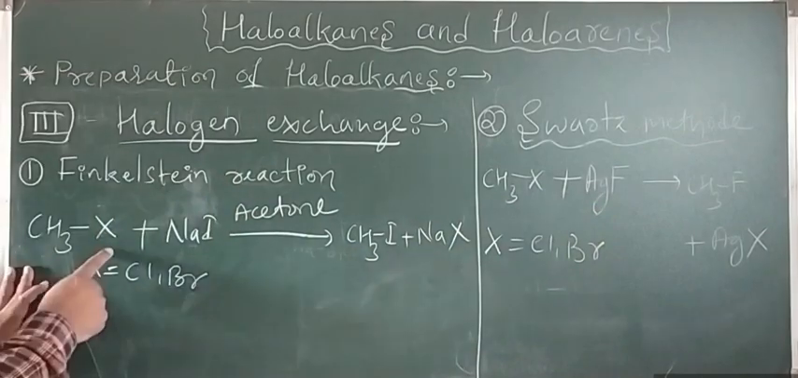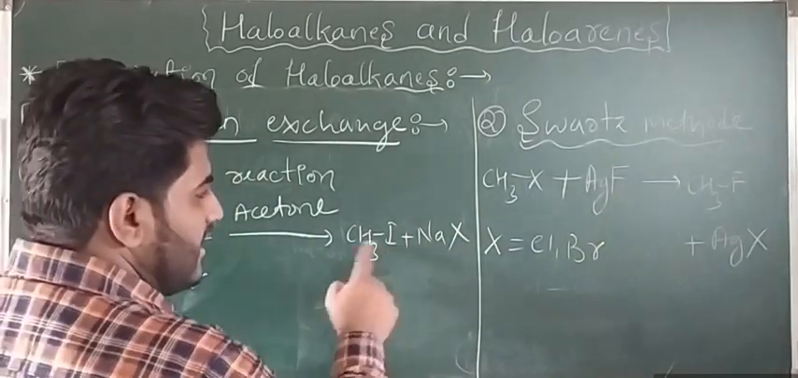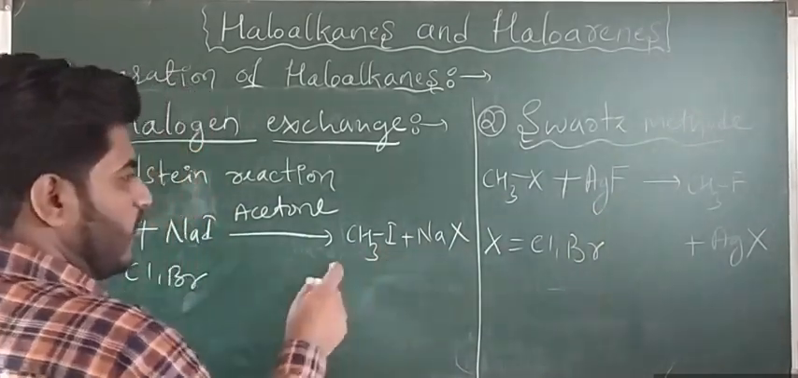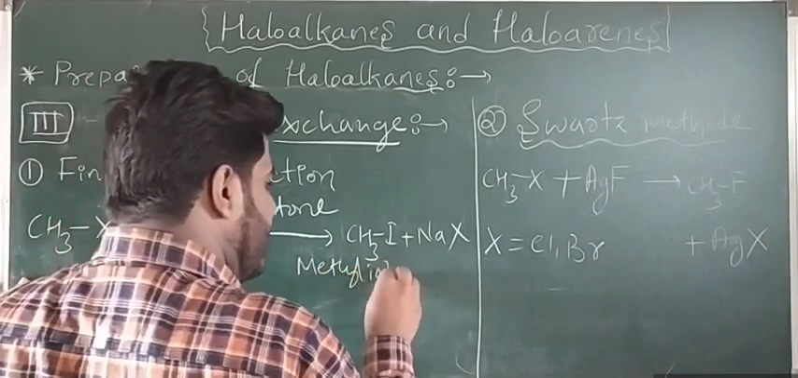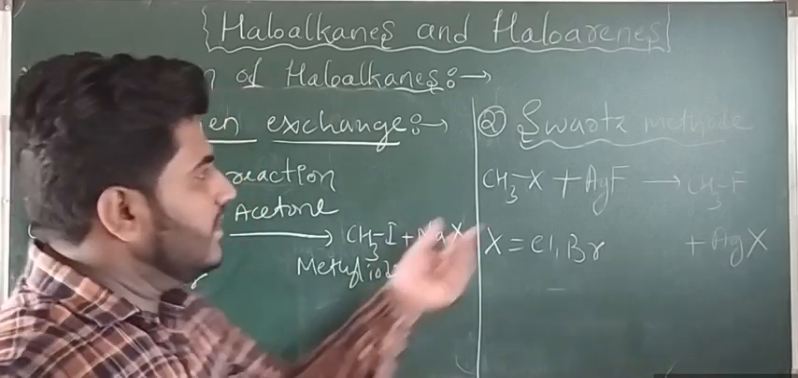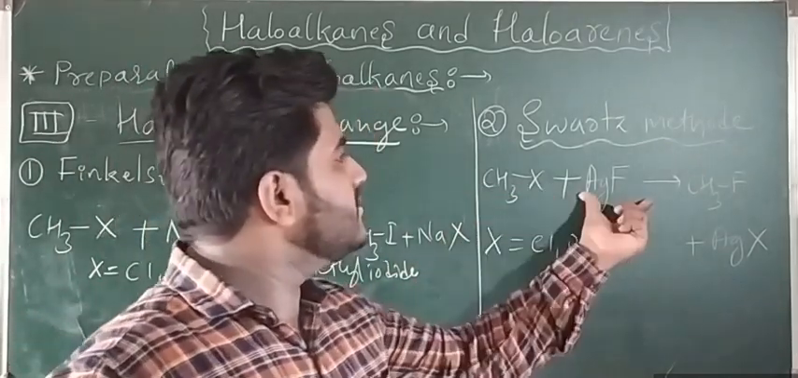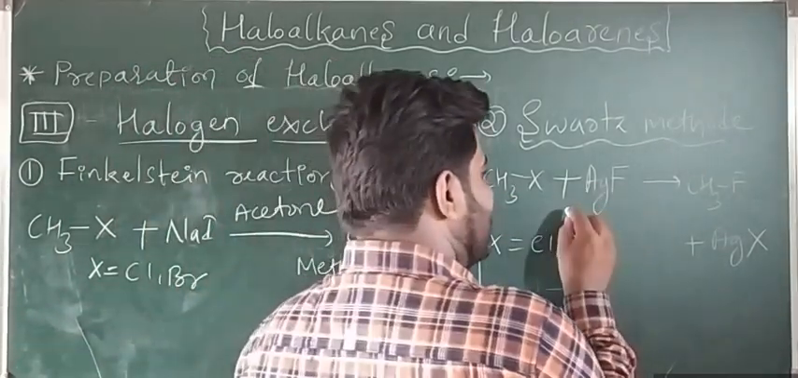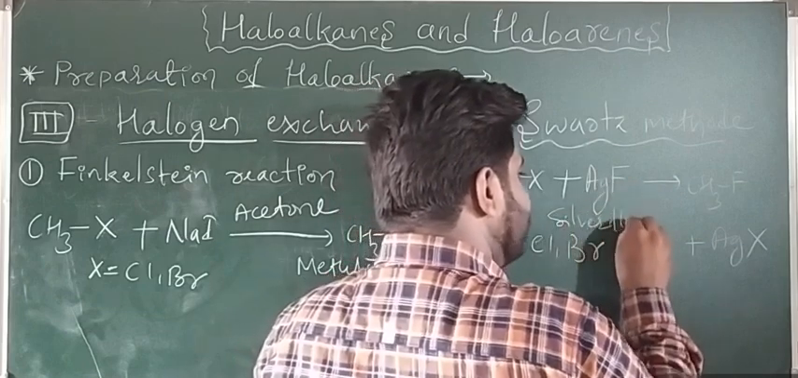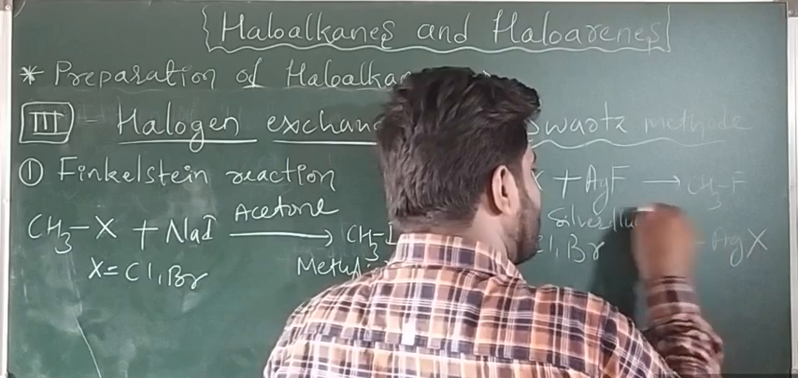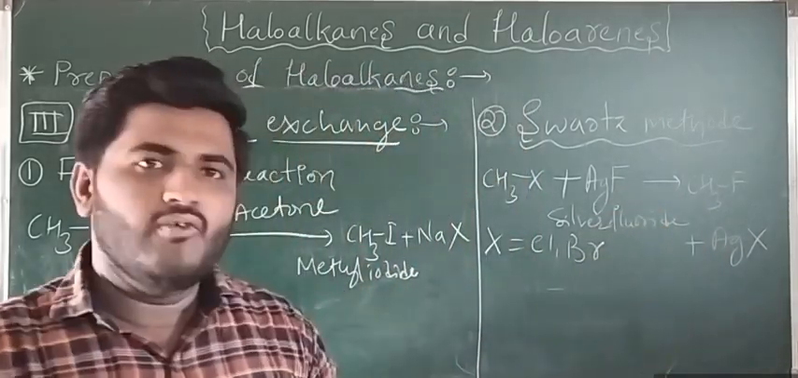What is the name of this one? This is haloalkane. What is the name of this one? Iodomethane, or methyl iodide, whatever you call it. This one is an alkyl halide. This one is silver fluoride. Ag means argentate. That is silver fluoride. I hope you understood.